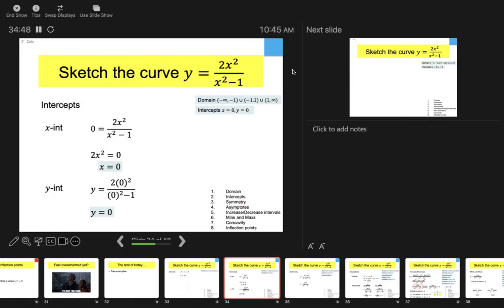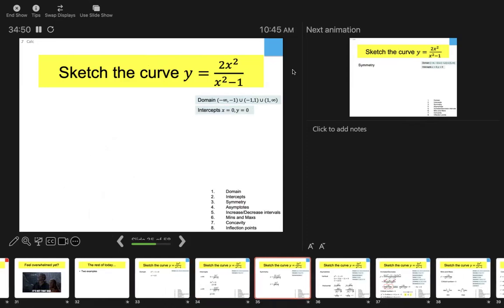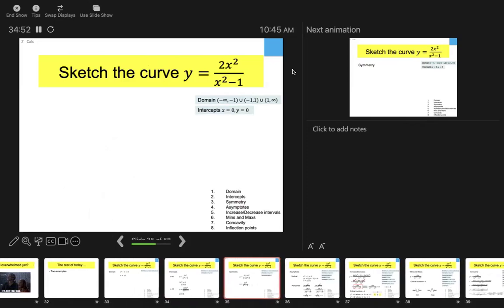Nick, what are you doing? Symmetry. Symmetry, what are the steps? There's only one step. Everywhere you see an x, put a negative x. So I take the original function, and anywhere I see an x, I'm going to put parentheses negative x. Okay? Now what?